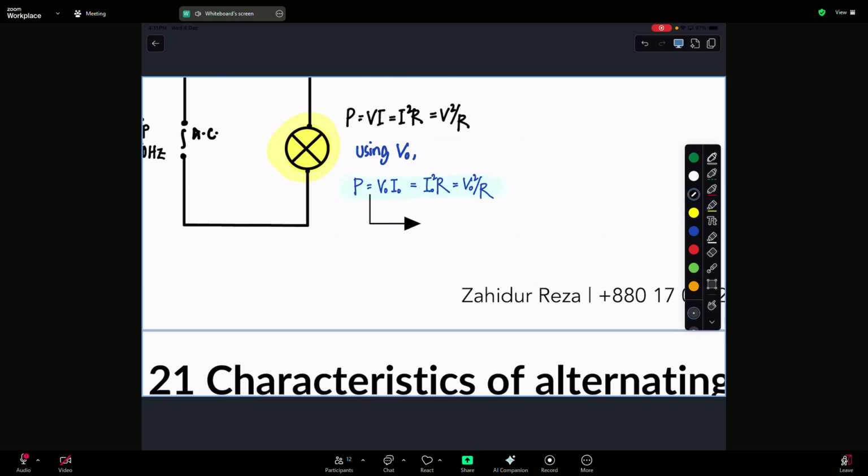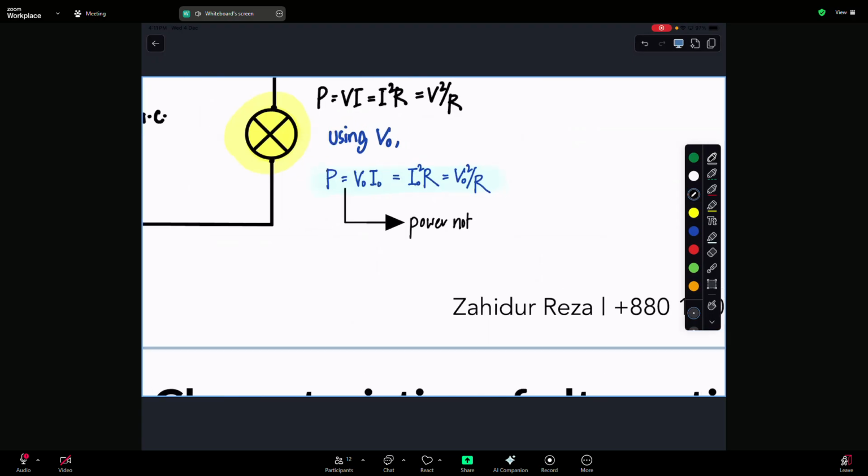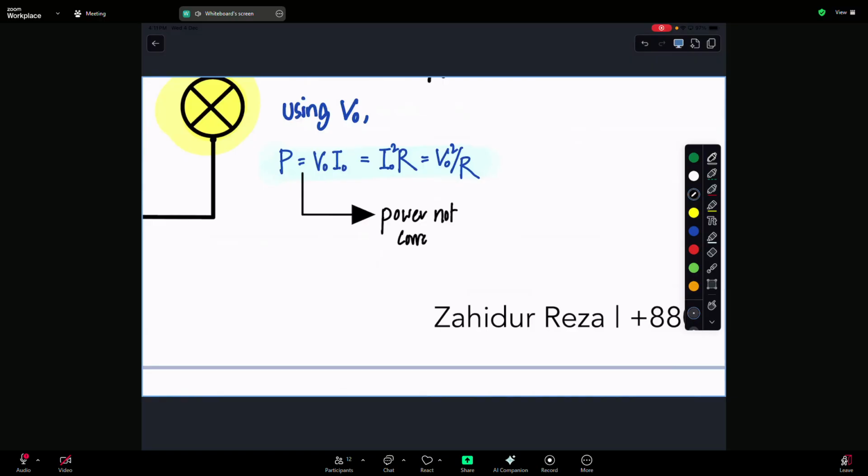So power is not correct, since it's an overestimation or underestimation? Overestimation. It's an overestimation.